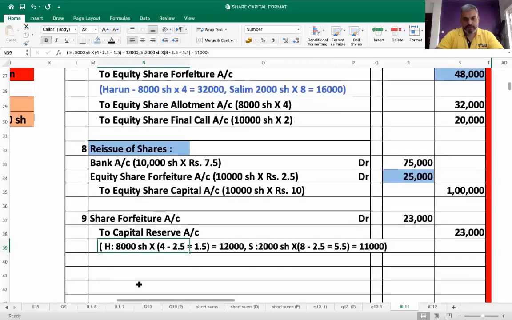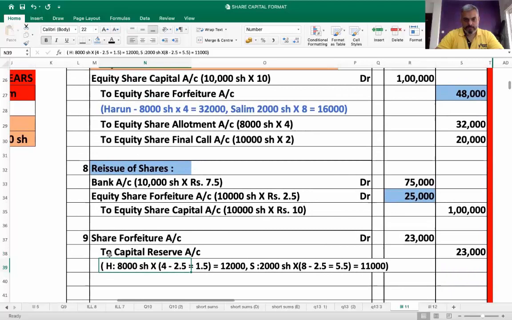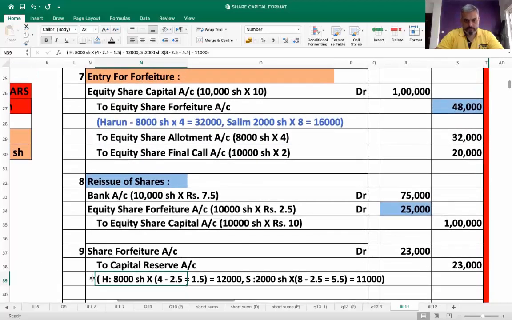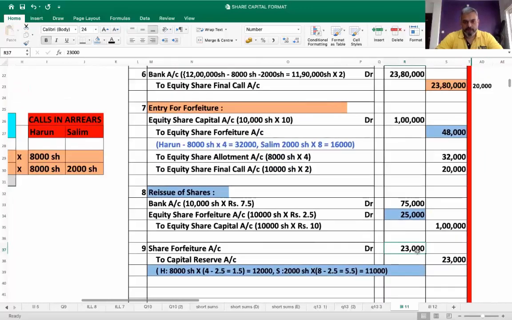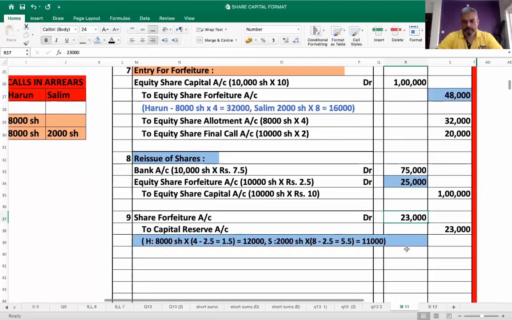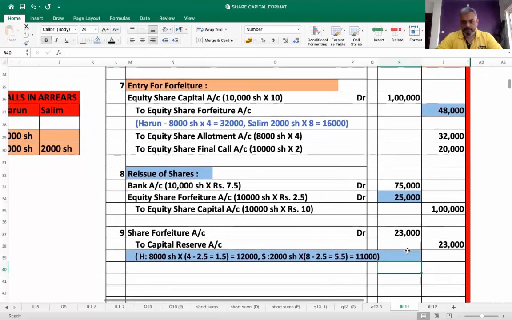You can do this working as well. Or over here, what you can do is directly you can do credit balance minus debit balance. It comes to 23,000. Sum is not over. You have to do the totals. Okay, don't forget the totals in the exam.